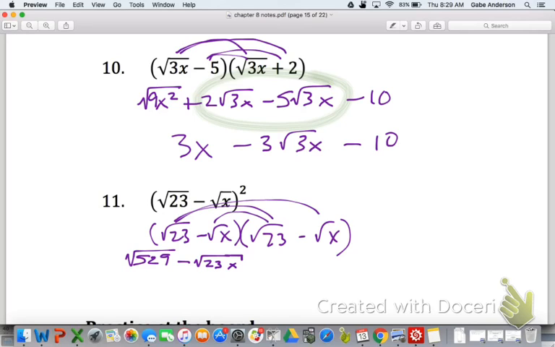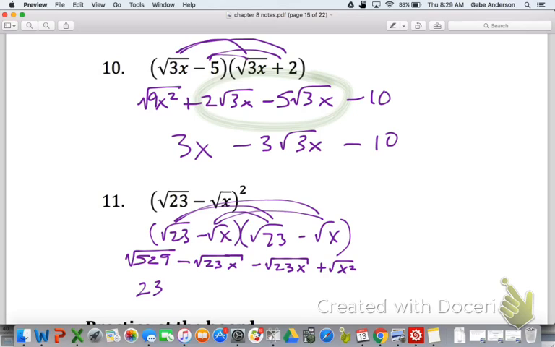And then you multiply your inners, and you get the same thing. Minus square root of 23x. And then you multiply your lasts, and you get plus the square root of x squared. So far, so good? Okay, so square root of 529. Maybe you did that on your calculator. Who knows? It's okay either way. It's 23. 23 times 23 is 529.